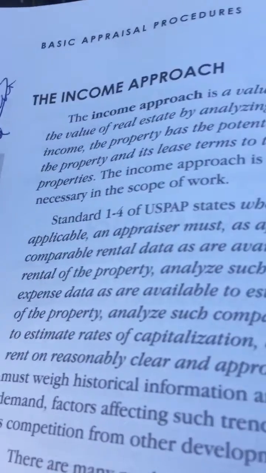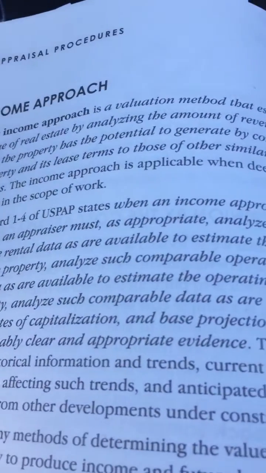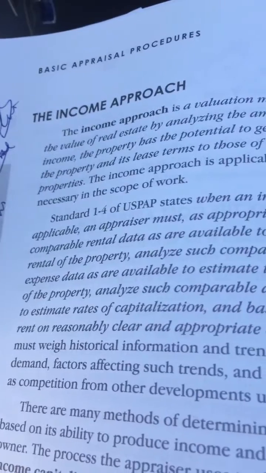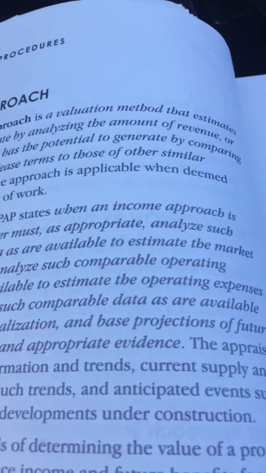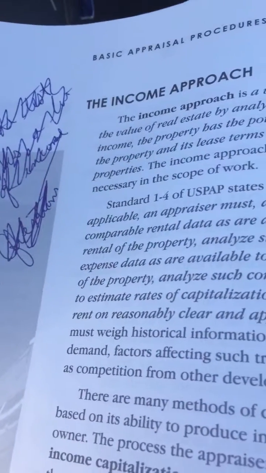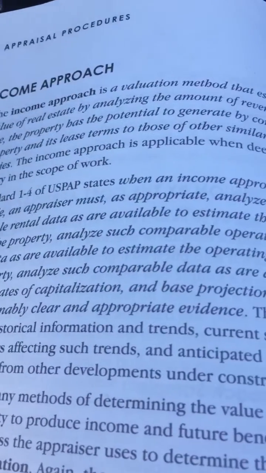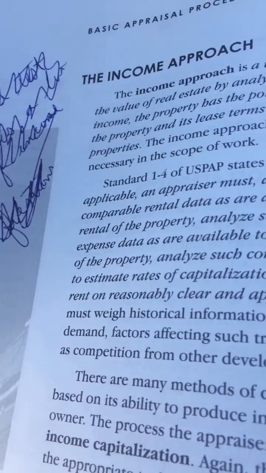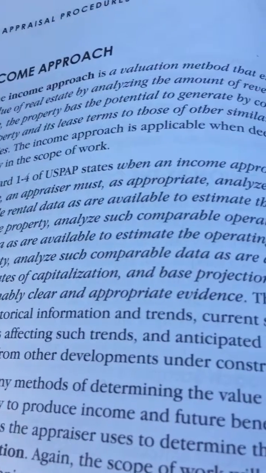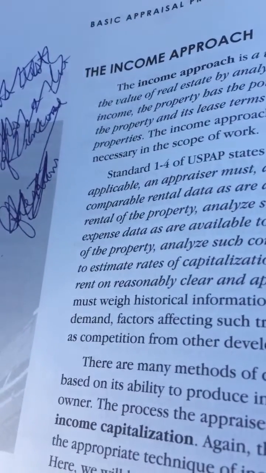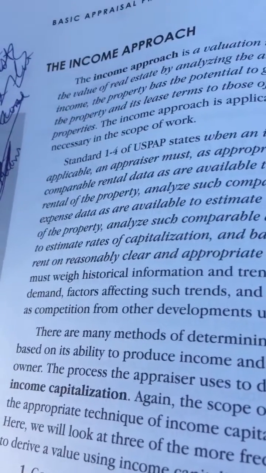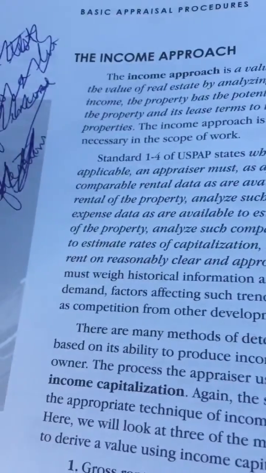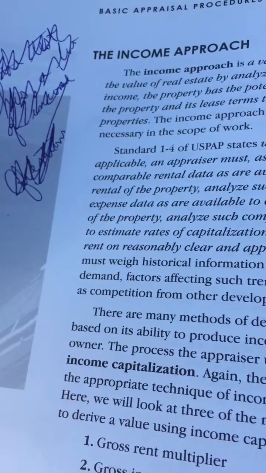Standard 1-4 of USPAP states when an income approach is applicable, an appraiser must, as appropriate, analyze such comparable rental data as are available to estimate the market rental of the property, analyze such comparable operating expense data as are available to estimate the operating expenses of the property.